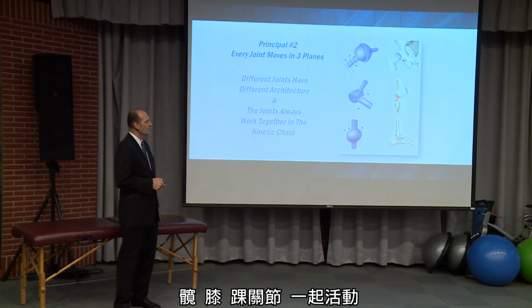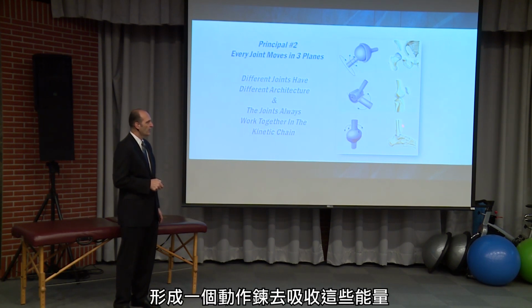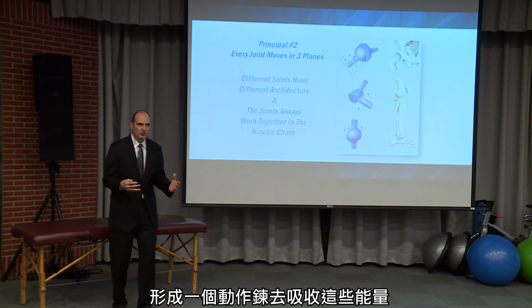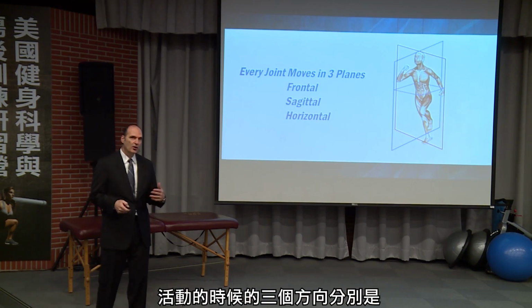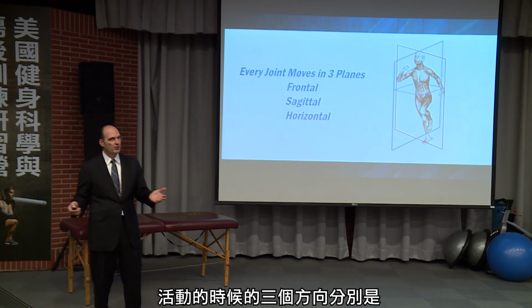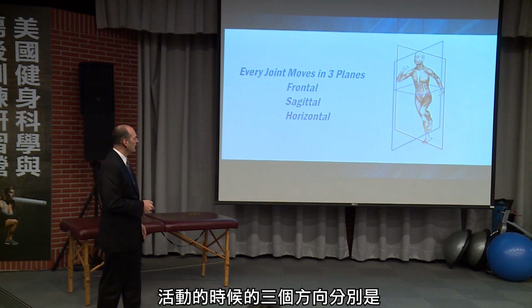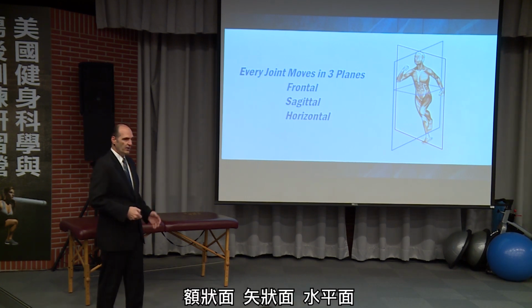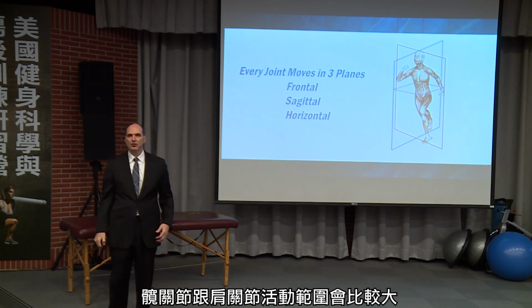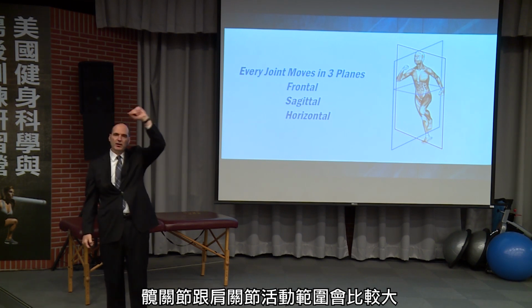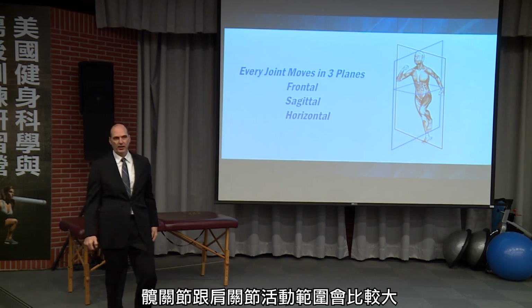And here we see the hip, the knee, and the ankle. All the joints have to work together up what is called the kinetic chain. They have to work up the kinetic chain to absorb these forces I was just talking about. The 3 planes are the ones we talk about in orthopedics: the sagittal plane, the side plane, the frontal plane, and the horizontal plane, or the coronal plane. Some joints are special, like the hip and the shoulder. They have very large range of motion in all the planes.